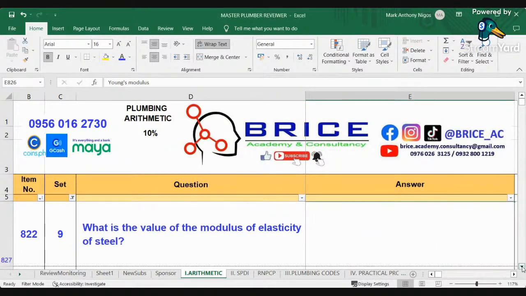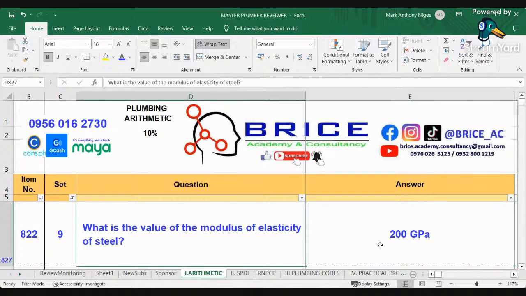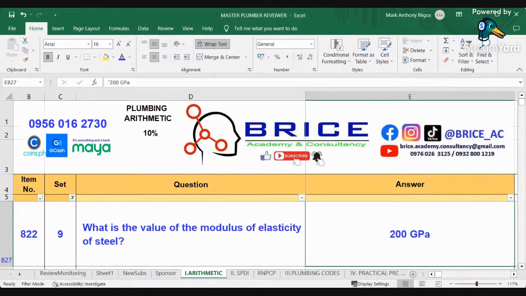822. What is the value of modulus of elasticity of steel? The answer is 200 gigapascal or 200,000 megapascal. Ganyan yan. 200 GPa, gigapascal. What is the value of the modulus of elasticity of steel? The answer is 200 GPa.